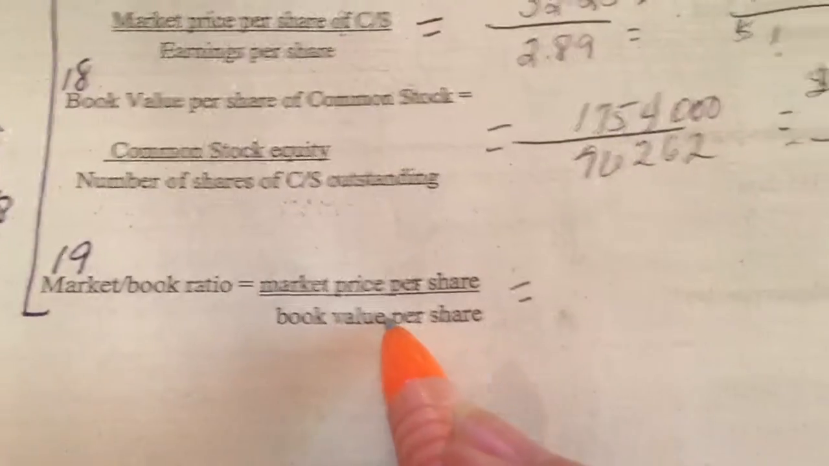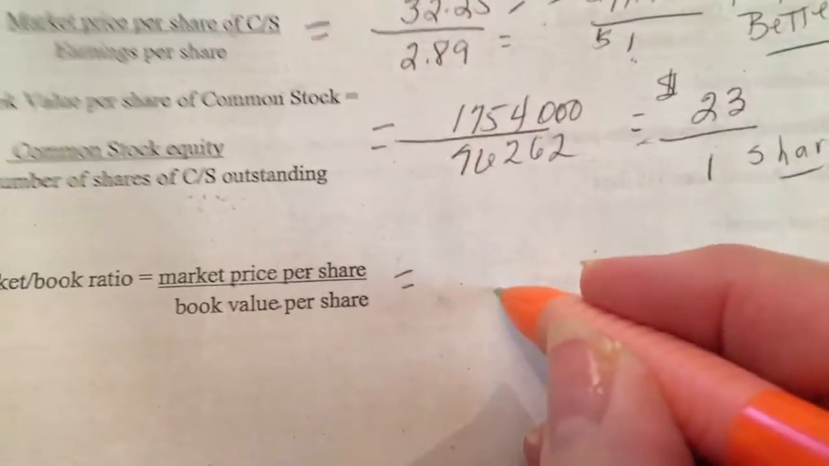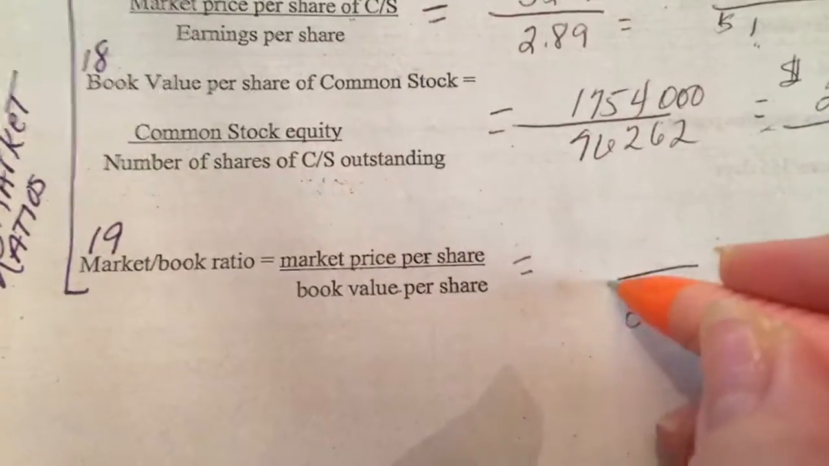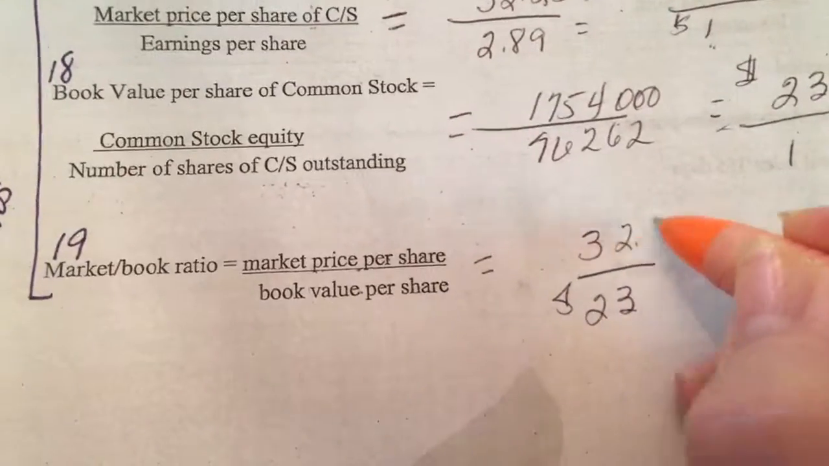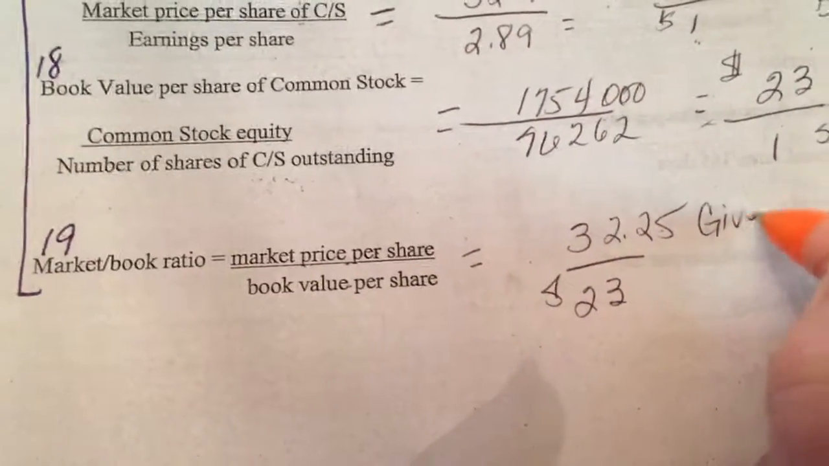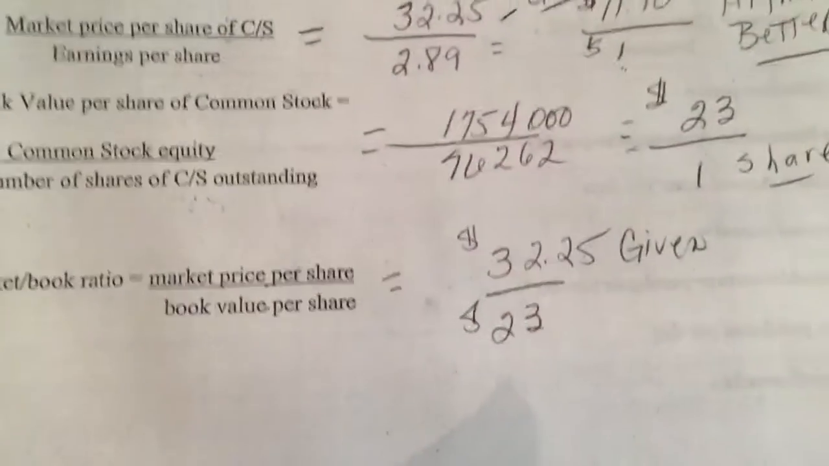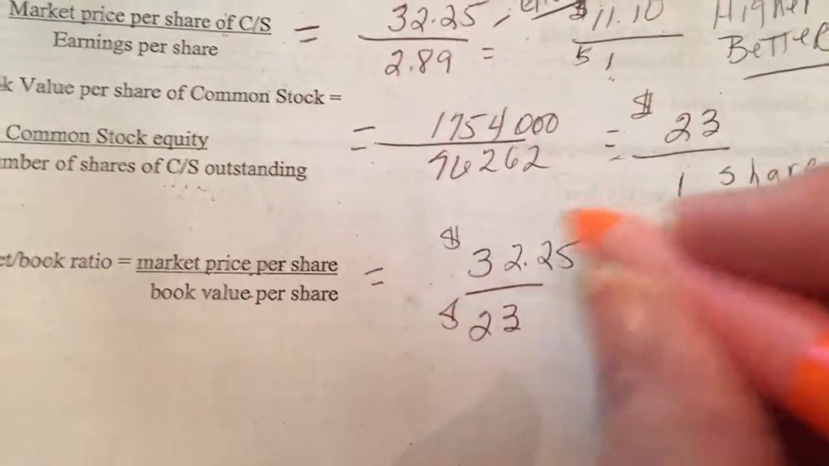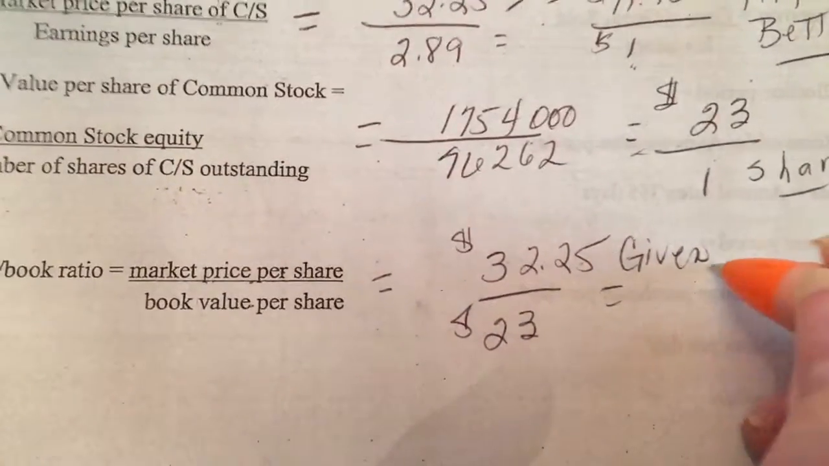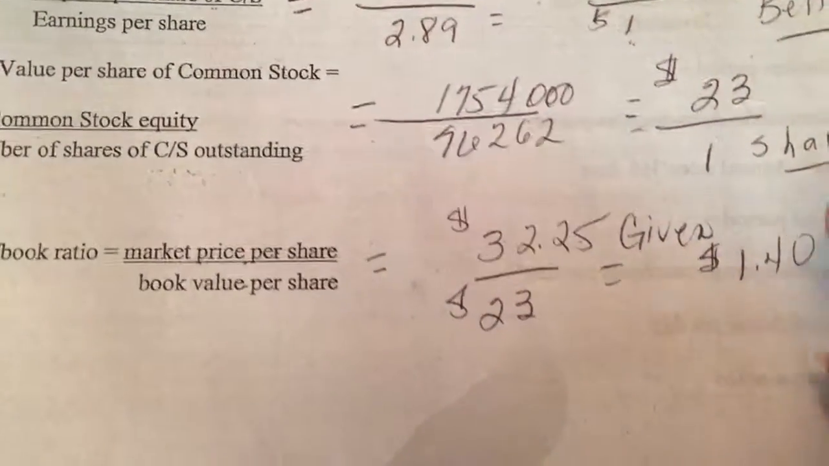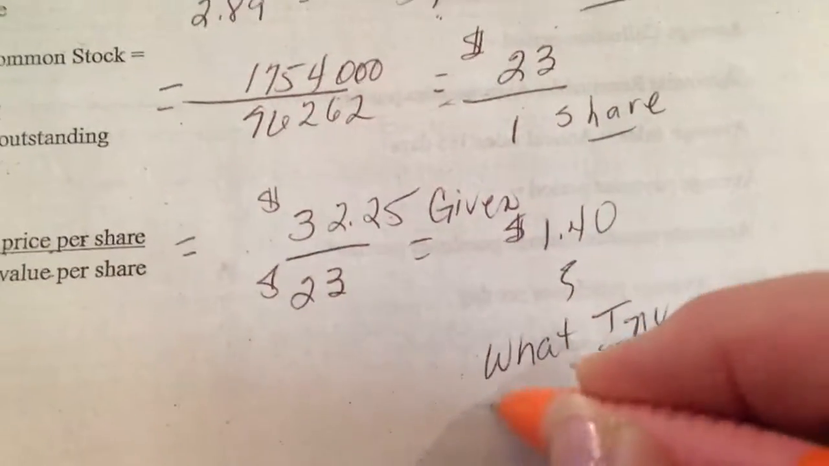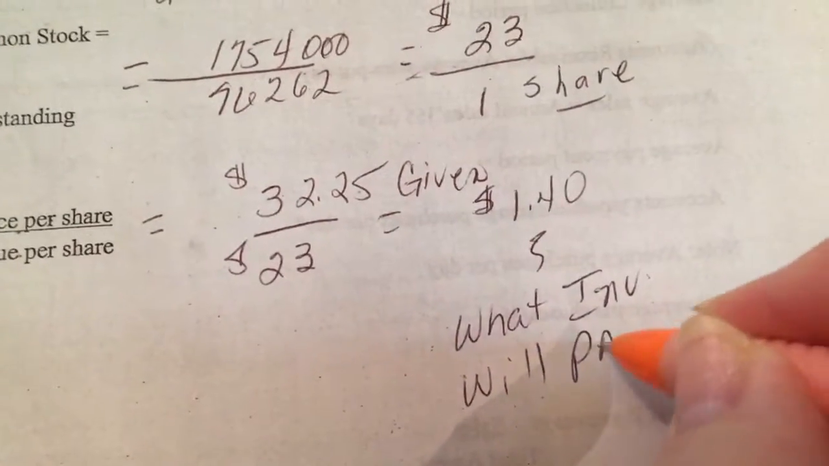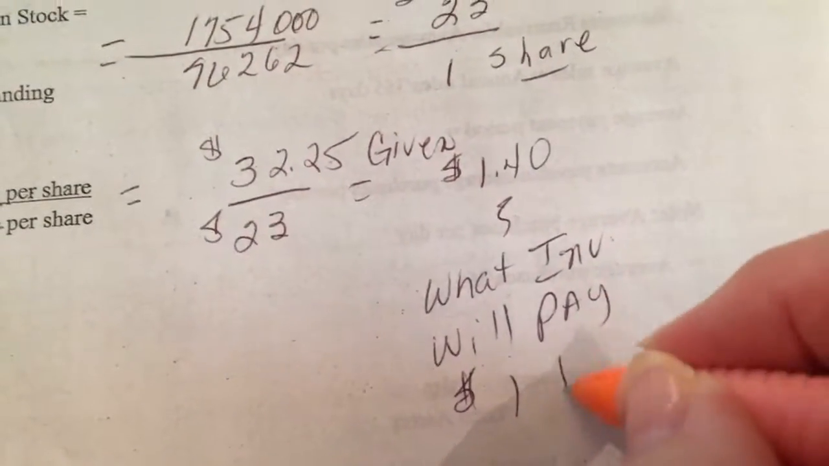So let's take this number, and if you'll notice, that will be your denominator. So $23 will be your denominator in the market book ratio, and the market price per share was $32.25. That's given. You would get that from the current financial information that's showing on the Wall Street Journal. When you divide that, you end up with $1.40. This is what investors will pay for $1 in book value.